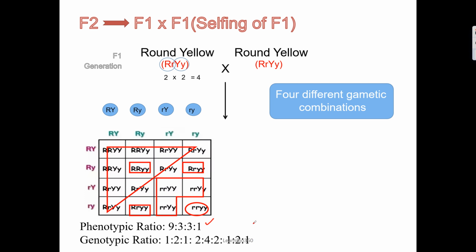So these are the phenotypic and genotypic ratios of dihybrid cross. If you want to derive the genotypic ratio of dihybrid cross on your own, it's very simple to do. What is the genotypic ratio of monohybrid cross? 1:2:1, right? And what does this correspond to? Let us assume capital R, capital R.